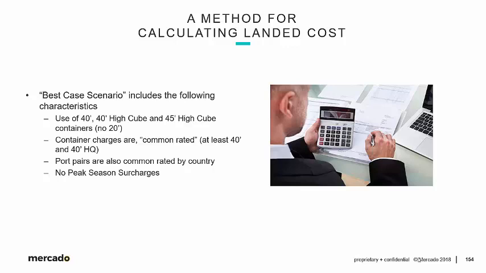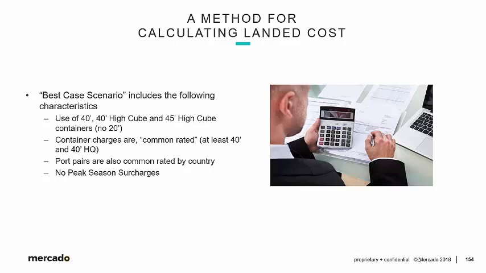Consistent with that theme, we'd like to have our port pairs also common rated by country. And this is not unusual to see. U.S. importers will have the same ocean freight rate in place for 40s and 40-foot high cubes, but for freight going from Shanghai to L.A. Long Beach, from Ningbo to L.A. Long Beach, from Xiamen to L.A. Long Beach, from Yantian to L.A. Long Beach. Common rating as a negotiating tool as an importer is good for a lot of reasons. A very clear one, as it relates to what we're talking about now, is that it makes it easier to calculate landed cost.